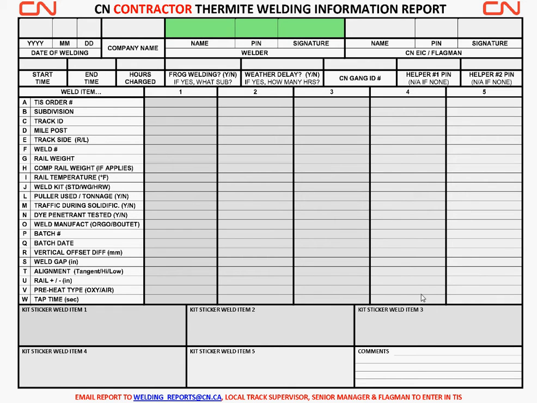Next section of information is welder. You need to have the name of the welder, the PIN number of the welder. The PIN number of the welder starts with X followed by 5 numbers. This is the CN PIN number given to you. If you do not know or have a CN PIN number, please contact your supervisor so we can get one for you. And lastly, your signature.